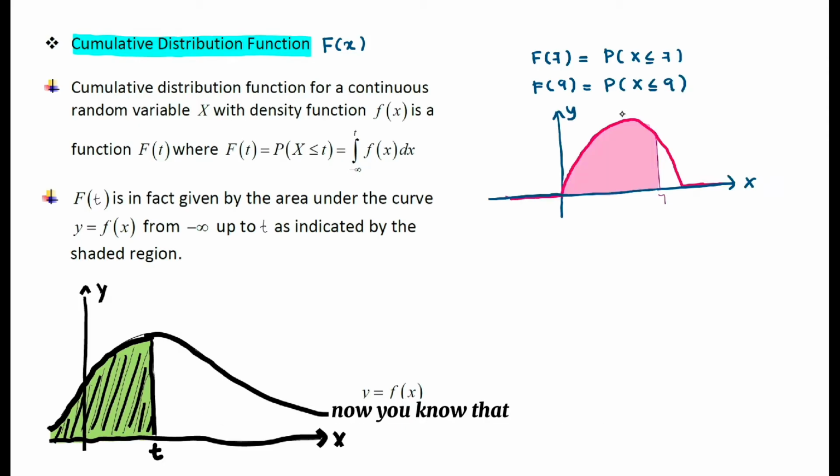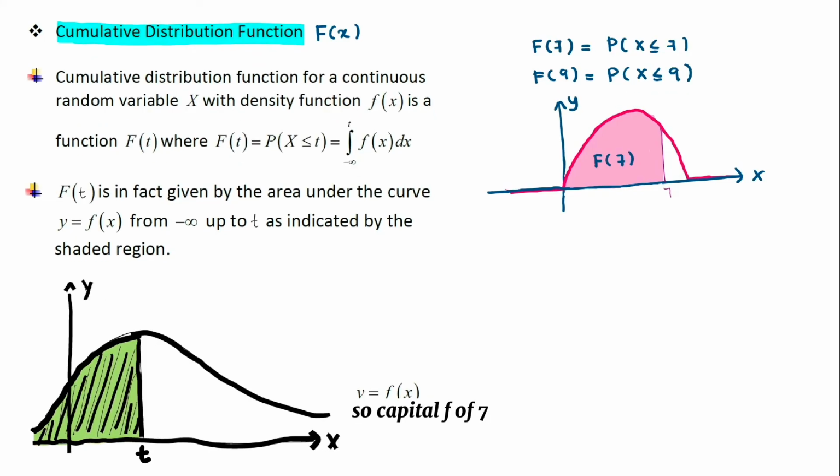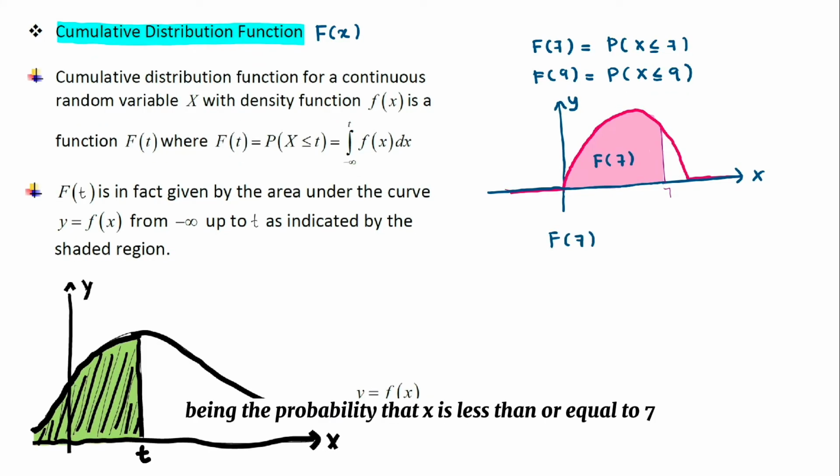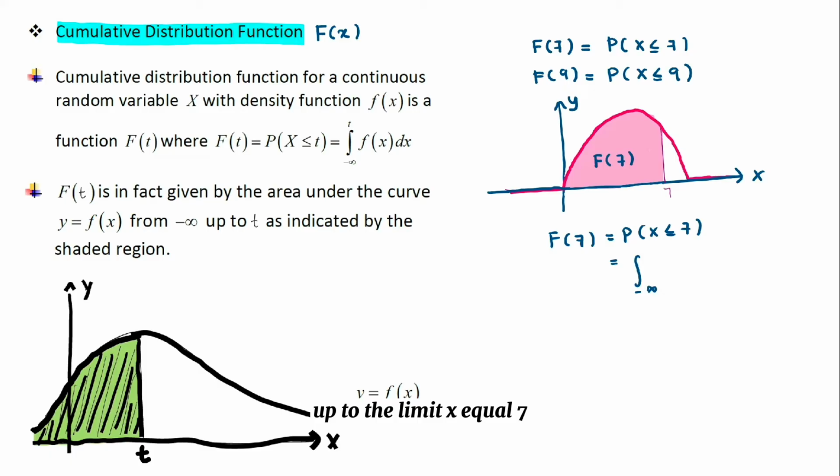Now, you know that if we look at the graph of the probability density function, then the probability that x is less than or equal to 7 is this area. So capital F of 7 is the area underneath the graph of the probability density function up to x equals 7. So, capital F of 7, being the probability that x is less than or equal to 7, is the integral of the probability density function up to the limit x equals 7.